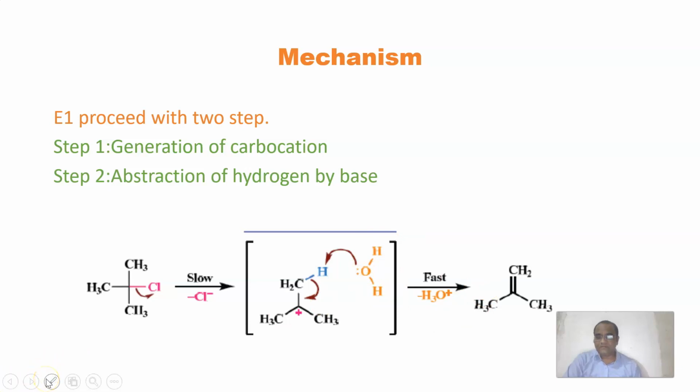So E1 proceeds by two steps. The first step is generation of a carbocation, so a carbocation is generated, and the second step is abstraction of hydrogen by a base, so the hydrogen is abstracted by a base.